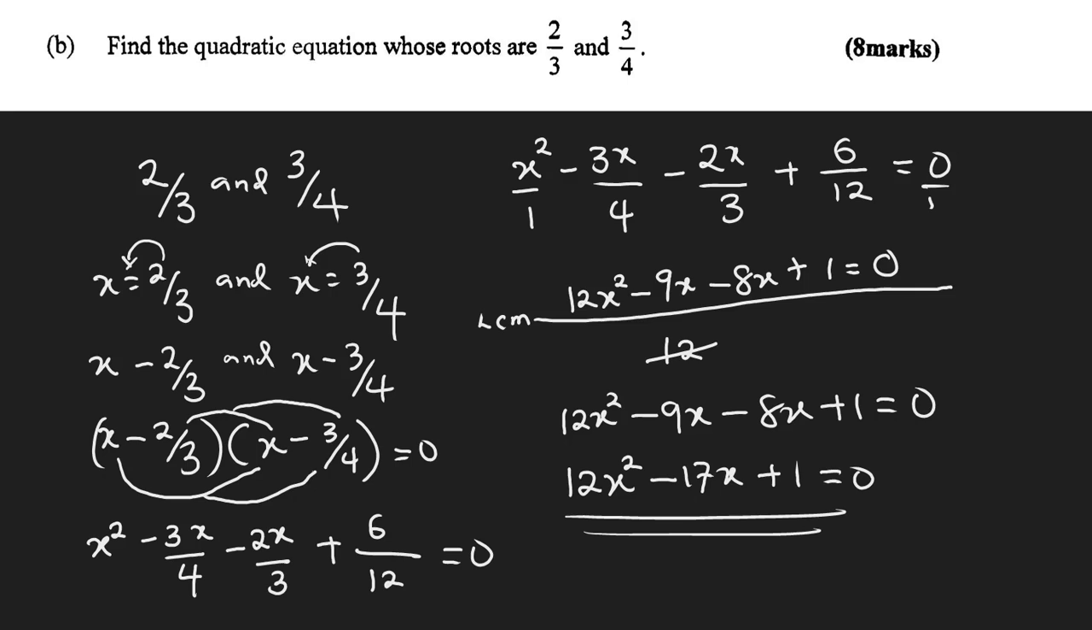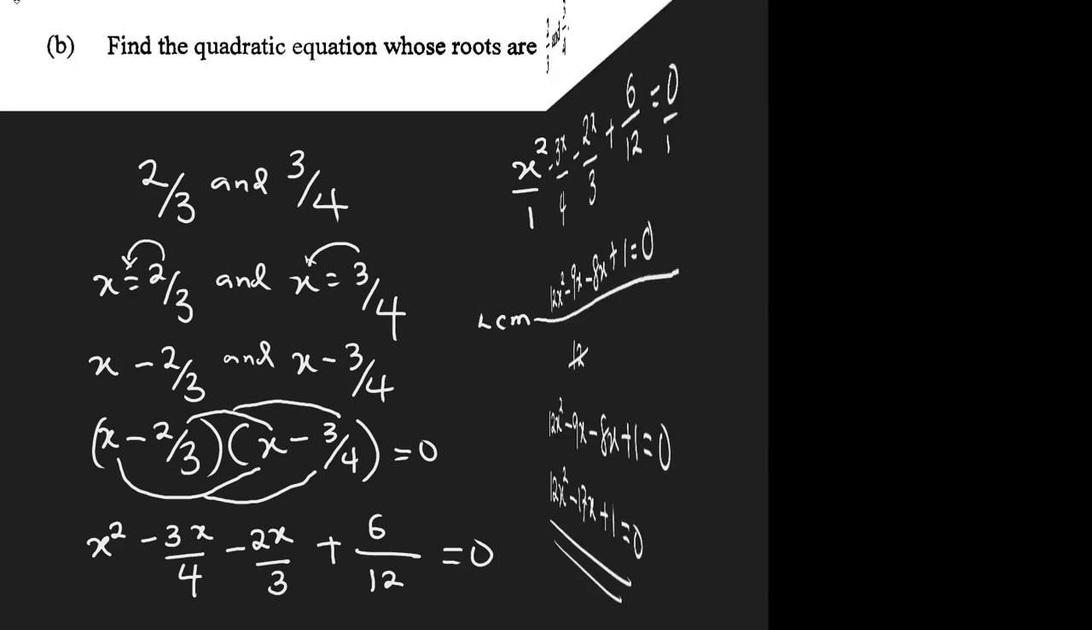So that means if you solve this one using the quadratic methods, either the factorization method, the completing the square, or the graphical method, you are going to end up having these ones as the roots. So let's move to the next question.